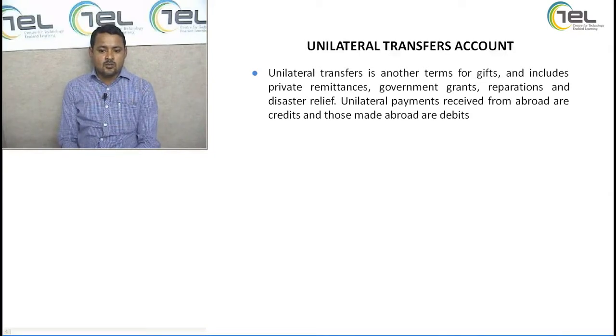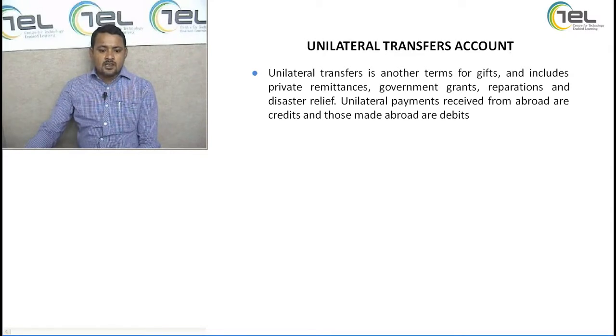Unilateral transfers is another term for gifts and includes private remittances, government grants, reparations and disaster relief. Unilateral payments received from abroad are credits and those made abroad are debits. Sometimes if a natural calamity strikes a country, foreign governments do help by way of unilateral transfers, by giving a non-refundable loan or a refundable loan, which is called a soft loan, which is normally provided for a 20, 30, 40-year basis at a very small amount of interest.